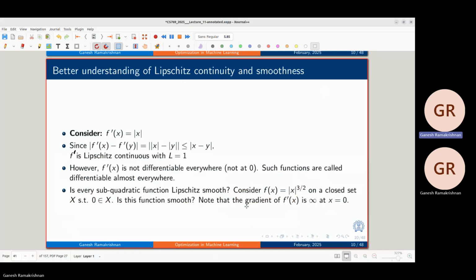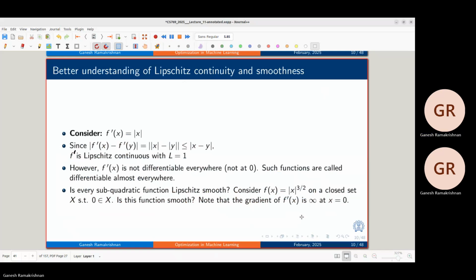More questions. Is every subquadratic function Lipschitz smooth? Say we take f(x) to be absolute value of x raised to 3 by 2, so it's subquadratic. We said quadratic rate of growth is very interesting, right? But what if it's subquadratic? And let's say we are considering a closed set, so that 0 is an element of that set. Is this function smooth?